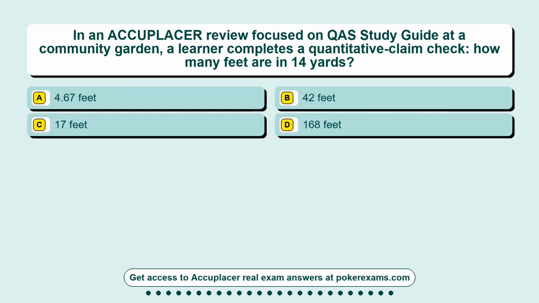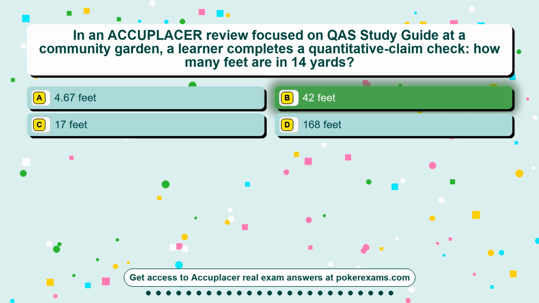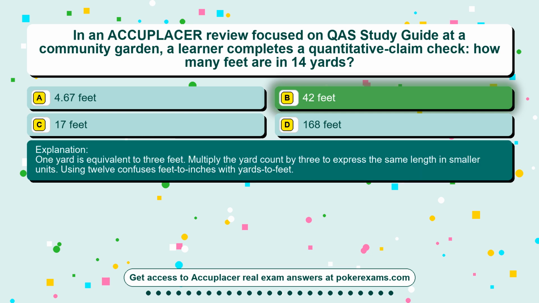Question 24. In an ACCUPLACER review focused on QAS study guide at a community garden, a learner completes a quantitative-claim check. How many feet are in 14 yards? Option A, 4.67 feet. Option B, 42 feet. Option C, 17 feet. Option D, 168 feet. The correct answer is option B, 42 feet. 1 yard is equivalent to 3 feet.